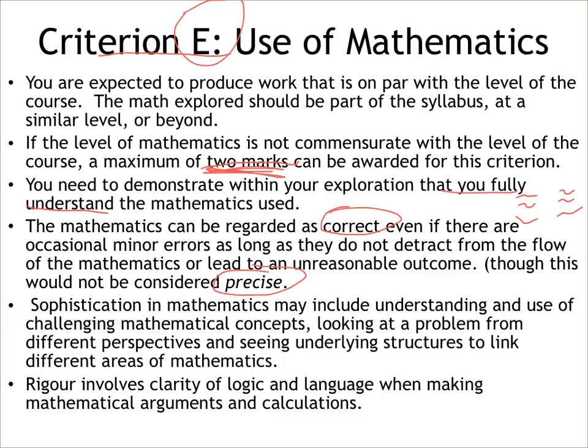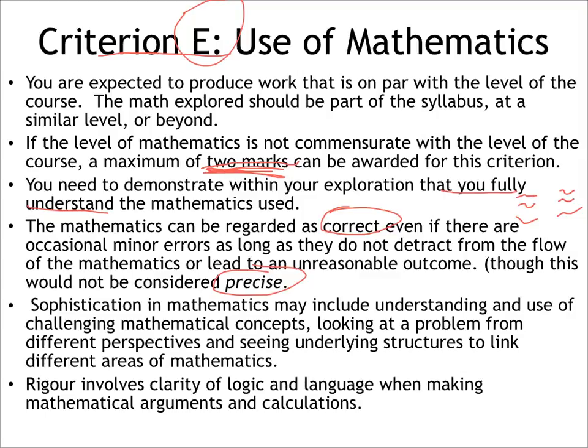And of course, being able to see how different areas are linked together, okay? That's a big part of sophistication. It's not just all about taking a whole bunch of 27,500 different derivatives. That's not what you want to do here. You need to be talking about it, showing your understanding, showing how it's linked to other areas of mathematics.